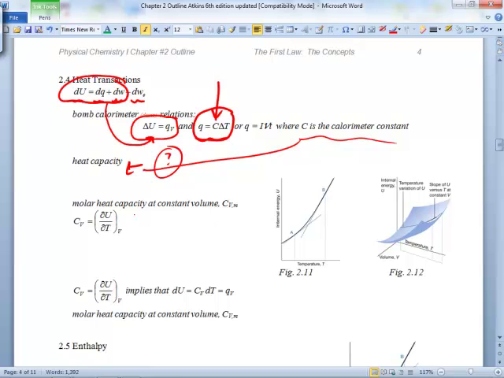Molar heat capacity at constant volume. So that little m must mean molar. Yeah, must mean molar. Okay. Notice that little v down there. Constant volume. So heat capacity, what it really is, is how the internal energy is changing with respect to temperature. And if you keep the volume constant, well, then that's the heat capacity at constant volume. Okay.